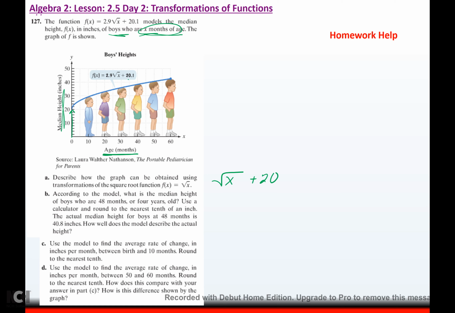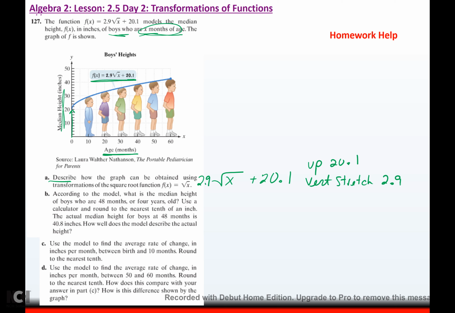Wouldn't that make the square root function shift up 20.1? Well, actually, it's going to shift up. They gave me the actual function, so it's going to shift up 20.1. And you see the 2.9 on the outside? That means it's going to be up 20.1, and it's going to have a vertical stretch of 2.9.